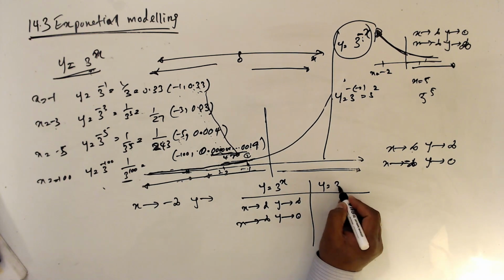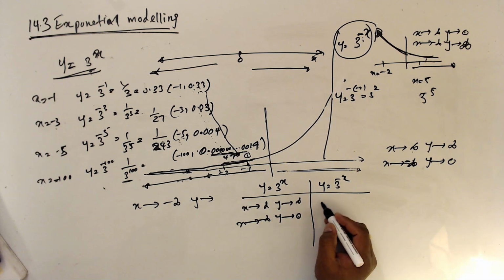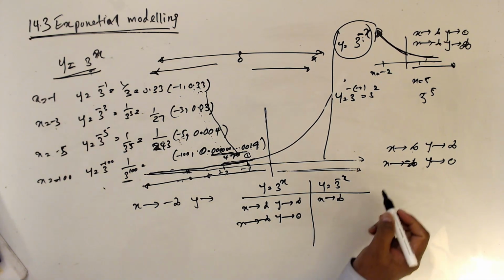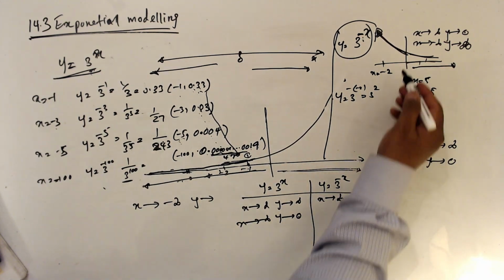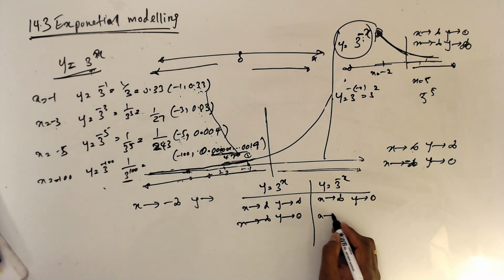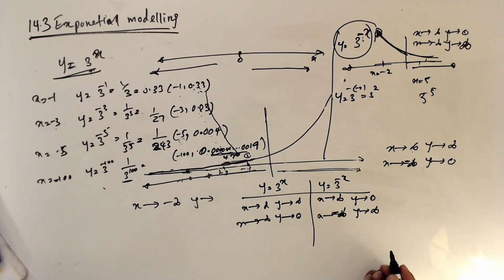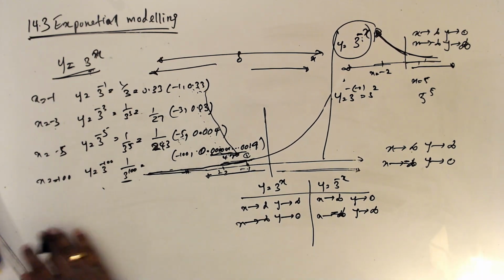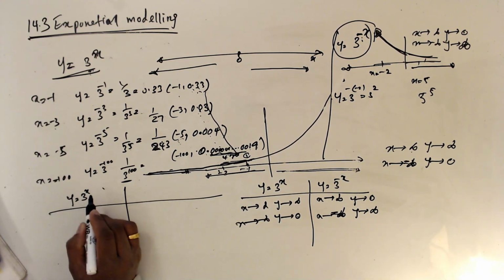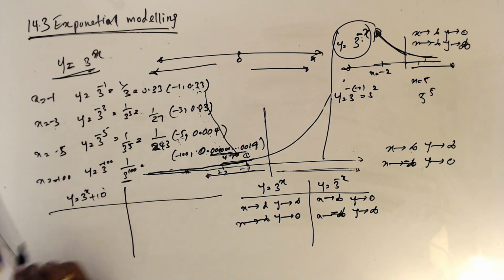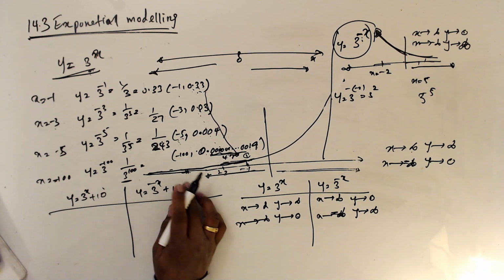Now this is y equal 3^(-x). Now what is happening? When x goes to positive infinity, in this type of graph, y goes to 0, and when x goes to negative infinity, y goes to positive infinity. Now what will happen? This kind of a variation is there. Y equal 3^x plus 10. Y equal 3^(-x) plus 10.